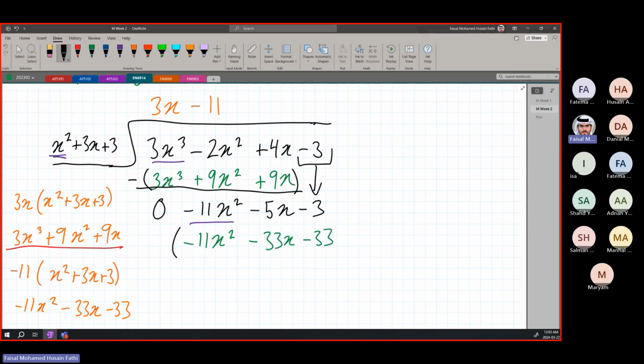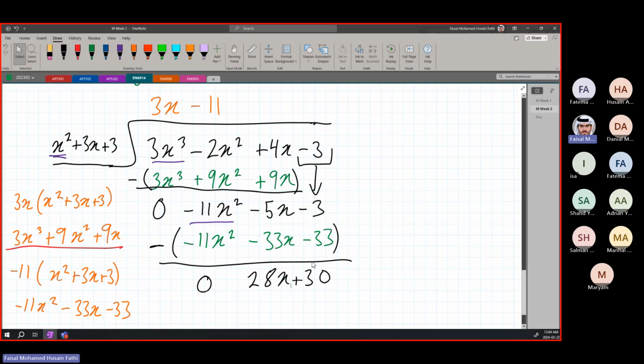And we subtract all of this. Remember, it's very important to add the negative sign. You are subtracting here. For minus 11x squared, minus 11 becomes plus 11. This becomes 0. Minus 5x, minus minus becomes plus. So minus 5x plus 33 becomes 28x. Minus 3, minus minus becomes plus. So minus 3 plus 33 becomes 30. And this becomes plus 33 minus 3, which is plus 30.